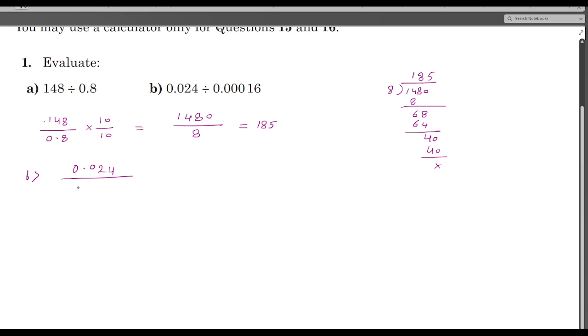0.024 divided by 0.00016. So here after decimal we have 5 digits, so better we multiply both the numerator and denominator by 10 raised to 5. So when I multiply by 10 raised to 5, numerator will become 24000. We will get 24 when we multiply by 1000, but it is multiplied by 10 power 5. So your numerator will become 24,000 and your denominator will become 16.